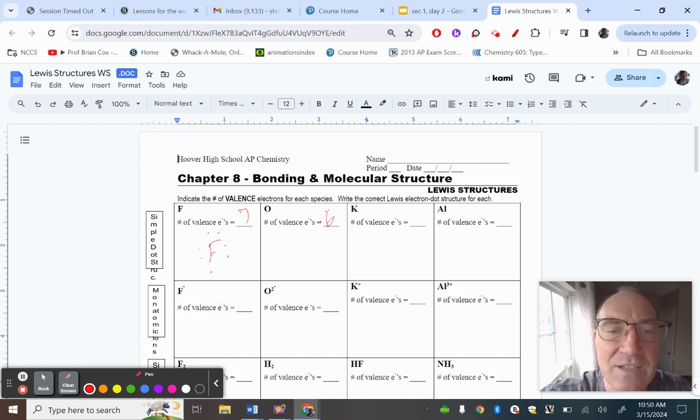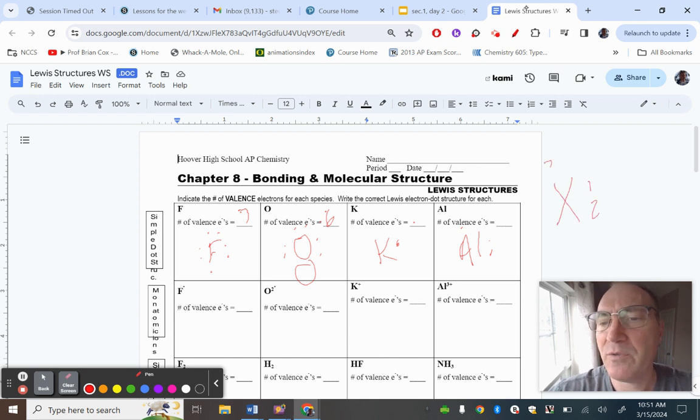Okay, look at oxygen. Oxygen is group 16, so it has 6. So it's going to go 1, 2, 3, 4, 5, 6. And it's going to have an unpaired one, so there's room for it to bond there. Okay. K is going to have 1, so it's going to look like this. Al is going to have 3. Okay, and again, typically when you put them in, you put 1, 2, 3, 4, 5, 6, 7, 8. But again, I don't care.